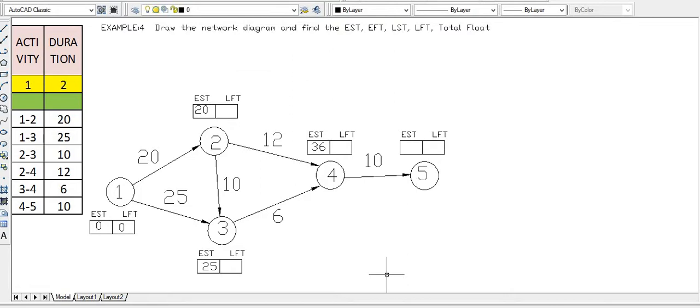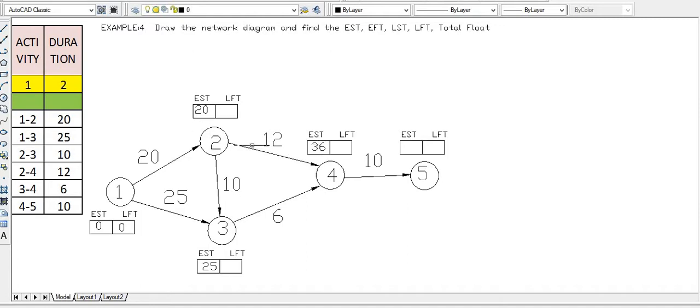So up to this, it has been made clear how we are calculating the earlier start time. The earlier start time is calculated by taking the maximum duration. Here there are three routes: 1 2 4, 1 2 3 and 4, and 1 3 and 4. Out of this, we have chosen the route 1 2 3 and 4. Why? Because the value we are calculating is the maximum, 36.